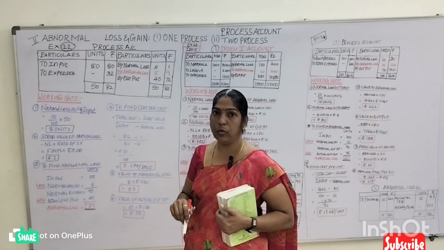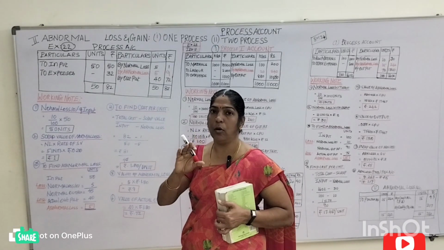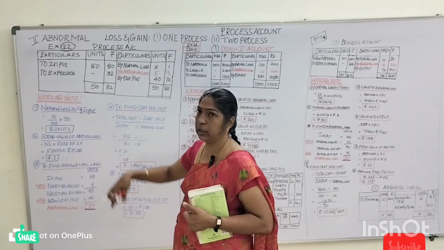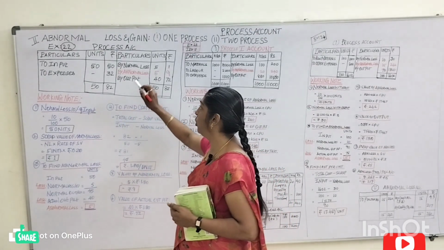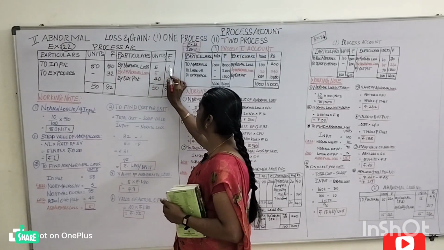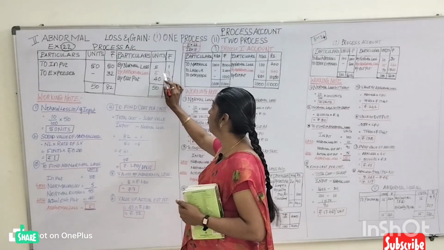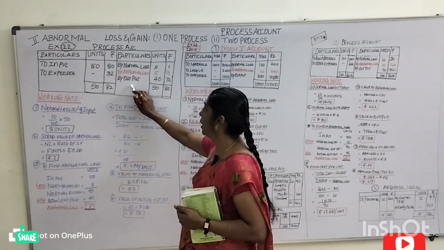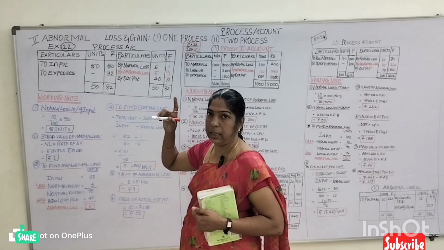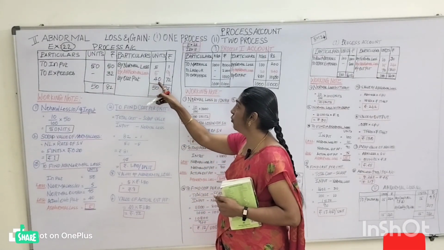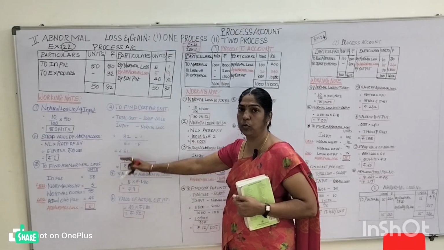Okay, then what are we going to do? First we need to do the working note. From that working note only we are going to find out the normal loss, the scrap value and the abnormal loss. The output they have given in the question is 40 units only. What is the value for 40 units? We are going to find that out through the working note.